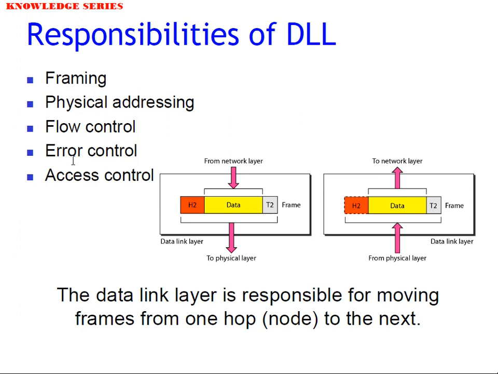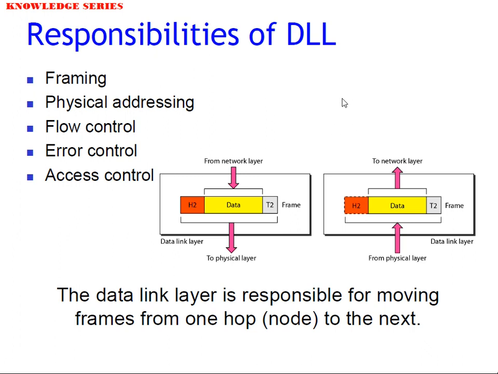So here VRC, LRC, CRC, checksum, these are nothing but error control. Access control basically means mechanisms to control the stations so that there should not be collisions. Say for example, let us take a device here, a device here, a device here. If this device communicates with this device and also this device communicates with this one, what will happen? This device will get confused.